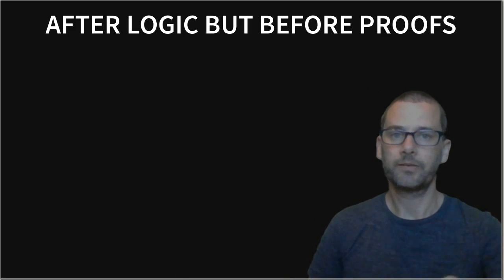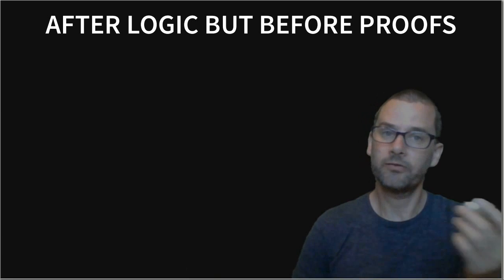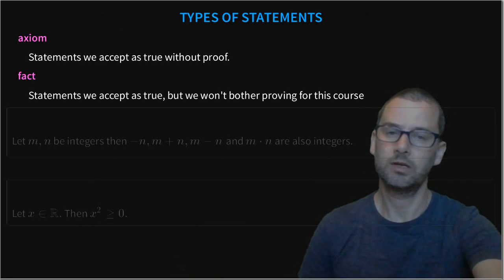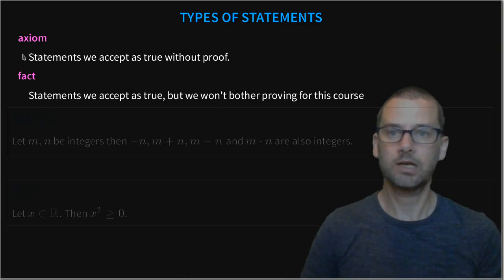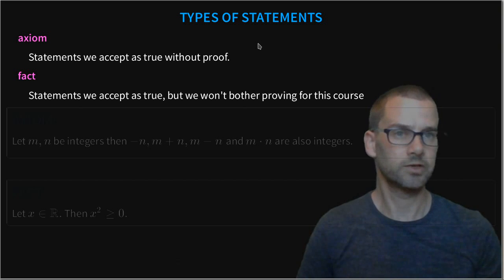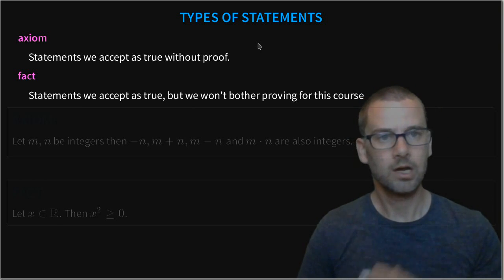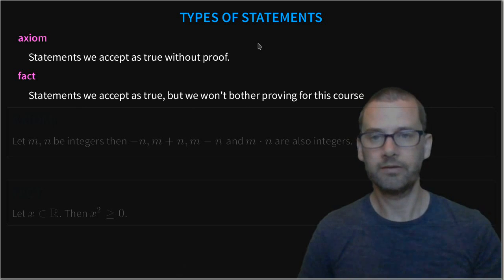Okay, so this is after logic, at least the logic we need to start proving things, but before we actually start proving things. So here are some types of statements. So most fundamental is an axiom. So an axiom typically in mathematics is going to be a statement that we accept as true without proof. So there's usually something very, very fundamental. Okay, we don't have a lot of these, but as I said, very, very fundamental things.